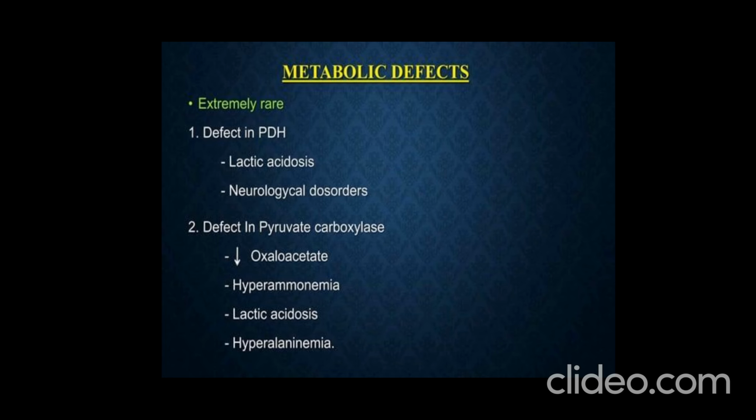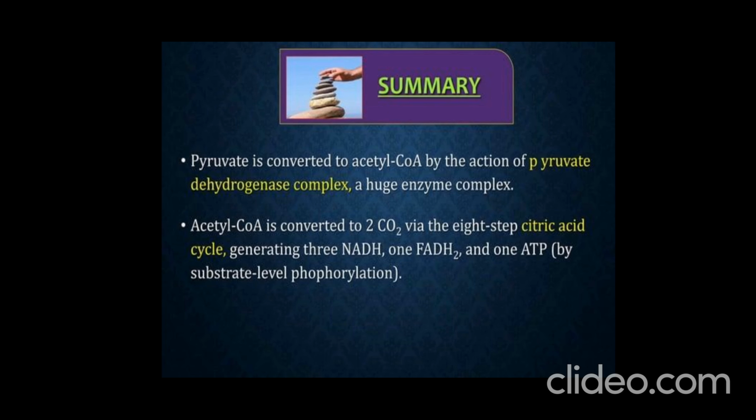And metabolic defects are extremely rare for the citric acid cycle. Some defects may happen, such as a defect in PDH, that is pyruvate dehydrogenase. Examples of that are lactic acidosis and neurological disorders. Then second one, defect in pyruvate carboxylase, where the oxaloacetate levels are decreased, and hyperammonemia, lactic acidosis, and hyperalaninemia happen.